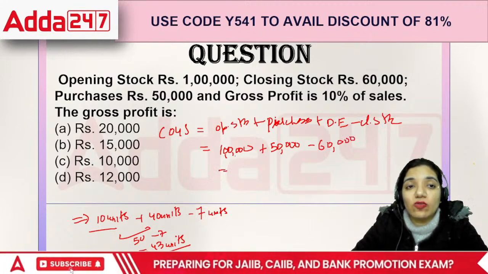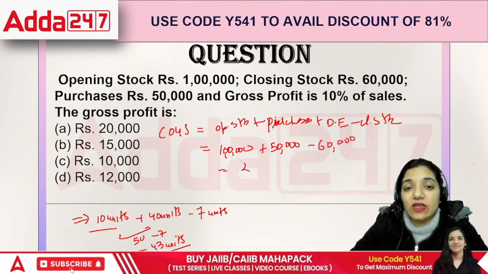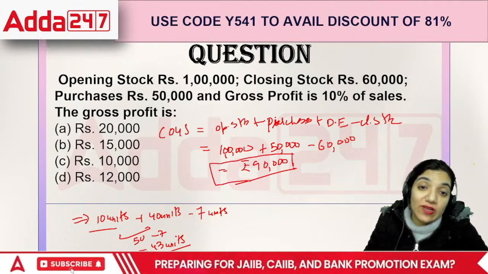Our cost overall is 1,50,000 minus 60,000. It was rupees 90,000, right? This is the cost of goods sold. The goods, whatever we sold, it's the cost.